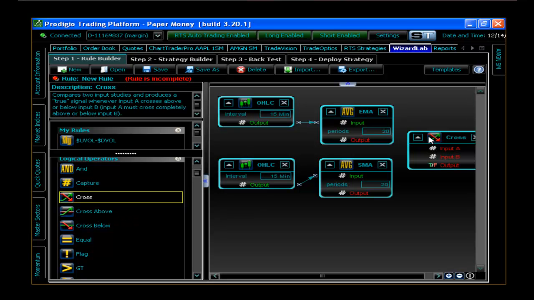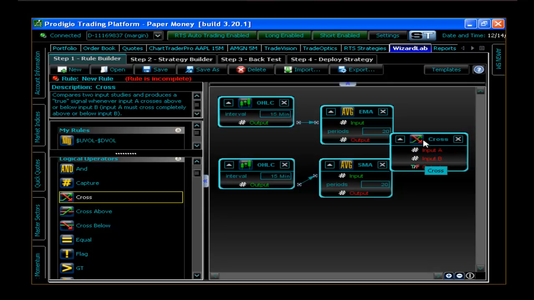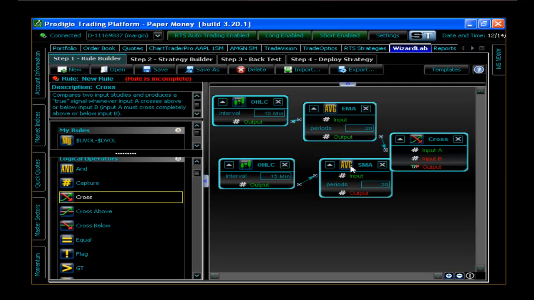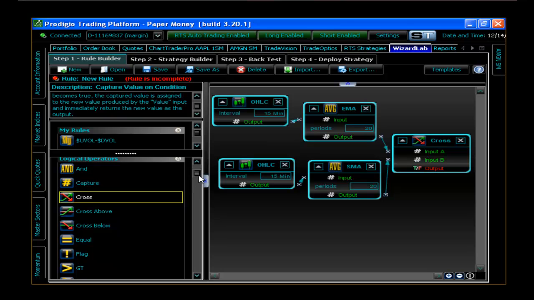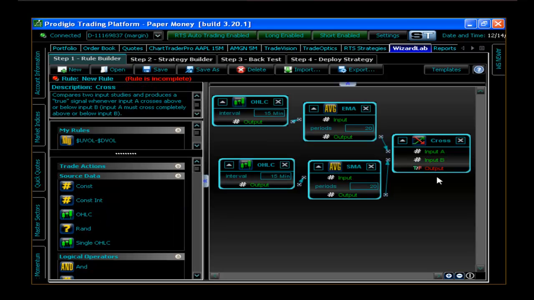And if I drag this out, you'll notice that this study has two inputs, input A and input B. And I can take the output of the exponential moving average and put it into one of the inputs, and I can take the output of the simple moving average and put it into the other input. And what this does is now the system will be calculating your 20-period exponential moving average. It will be calculating your 20-period simple moving average. And it will then be looking for when the two cross each other.